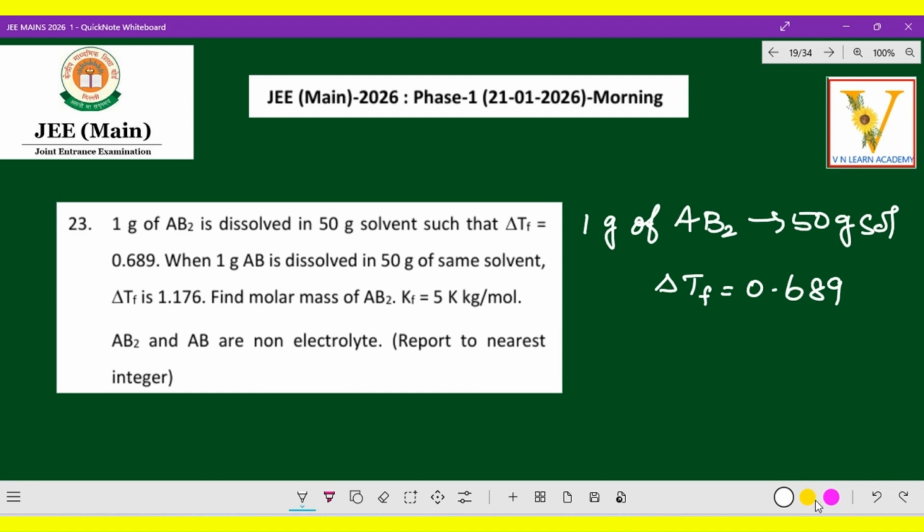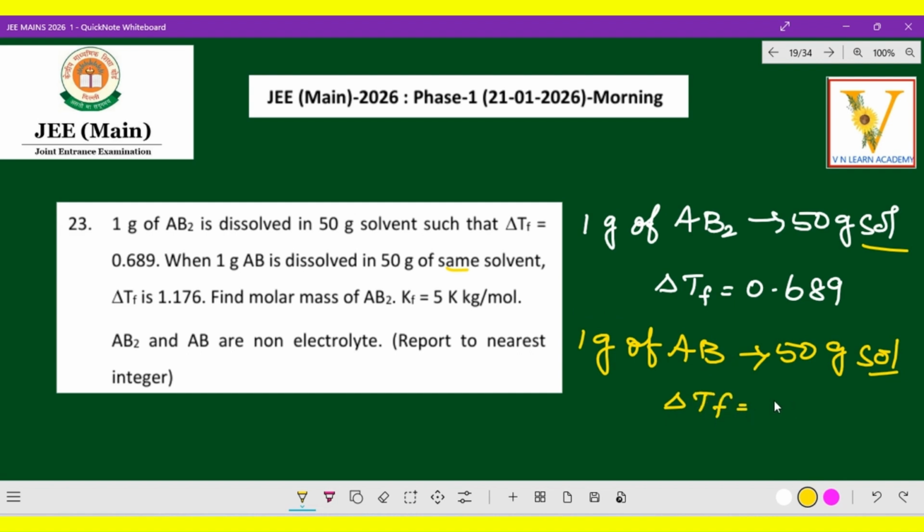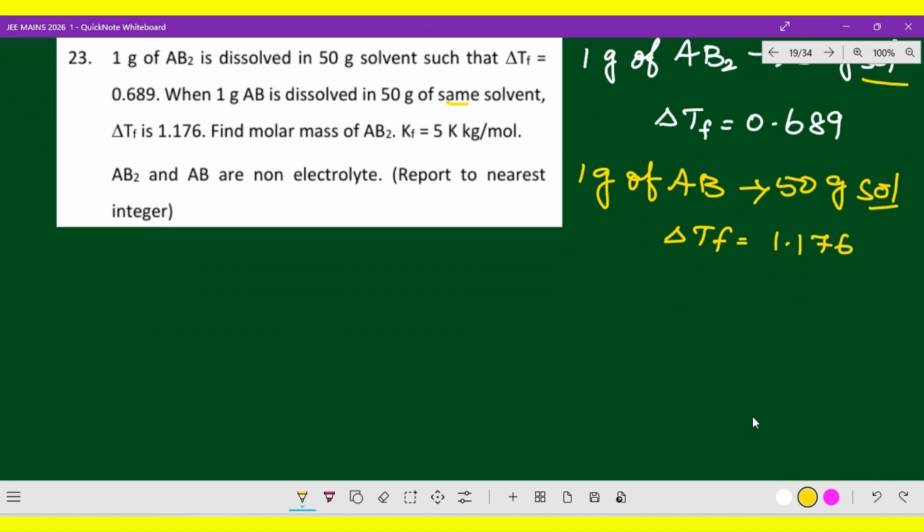Okay, the next one: 1 gram of AB, another one. Both are non-electrolytes. This is also in 50 gram of solvent, the same solvent. They mentioned it is dissolved in the same solvent. Delta Tf, the freezing point depression, is 1.176. Now we have to find the molar mass of AB2.